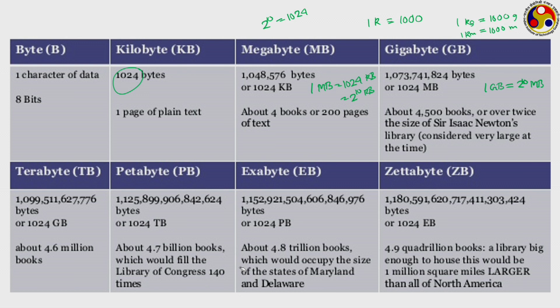So, 1 kilobyte typically corresponds to a page of plain text. 1 megabyte can be 4 books or 200 pages of text, or can refer to some other media also. 1 gigabyte is quite large, it is about a whole library or even bigger. It can store that much amount of books. 1 terabyte refers to several millions, 4.5 to 6 million books. So, that can be all the libraries of the world combined together. Then we can move to petabyte, exabyte, or even zettabyte amount of units.